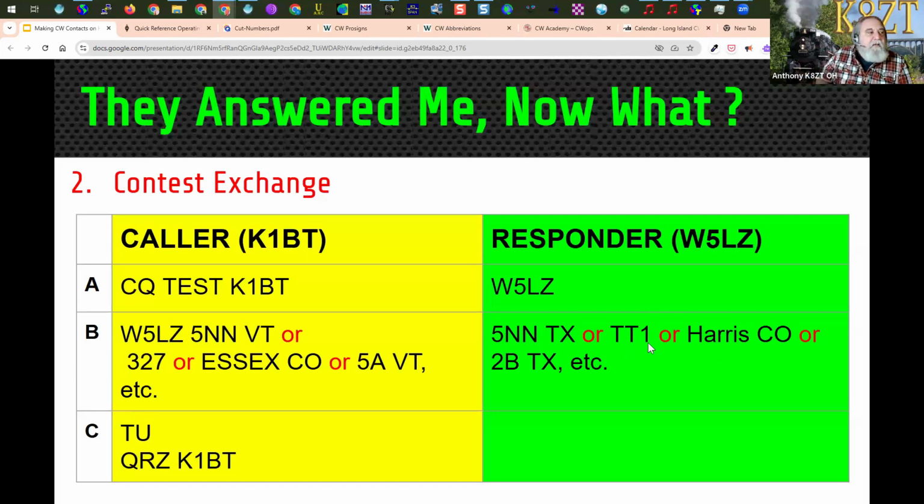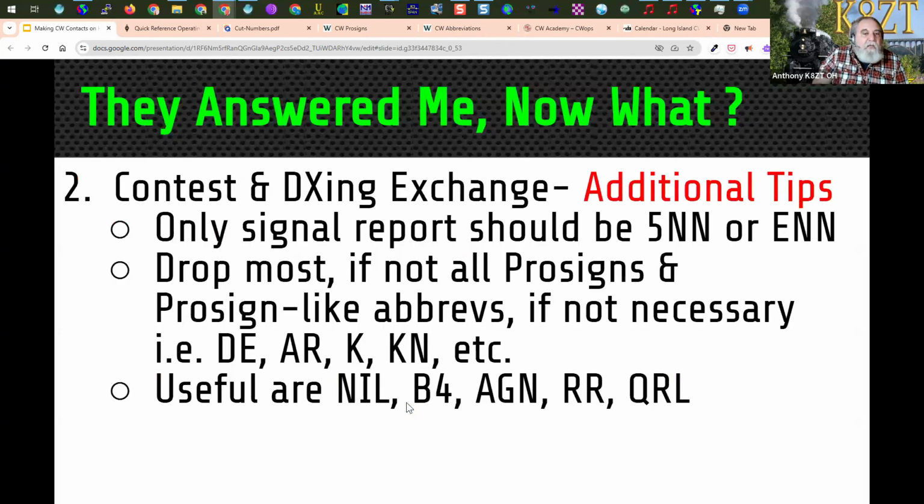That avoids him asking you to repeat the rest of the serial number because he thought he missed part of it. Again, Harrison County, but you wouldn't send it that way. You'd send the HAR, or 2 Bravo, Texas, etc. A TU, a QRZ, and he's off to the races again. So this part is all variable depending on what the exchange is. The rest of it's very similar to the DX contact we made earlier.